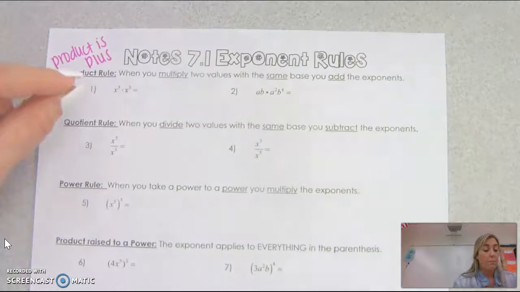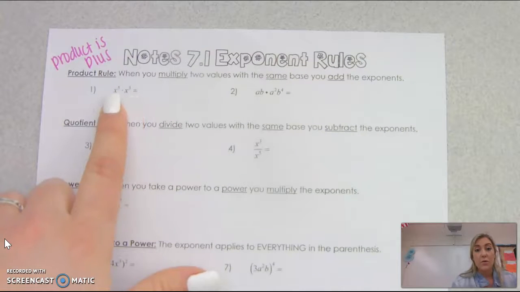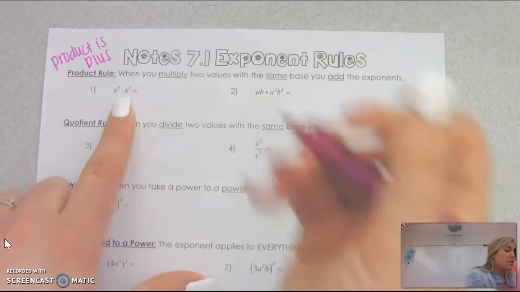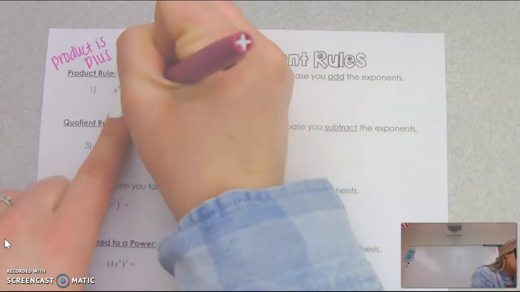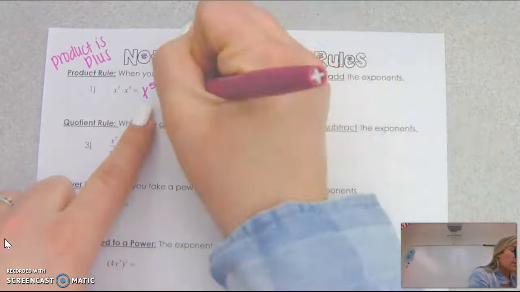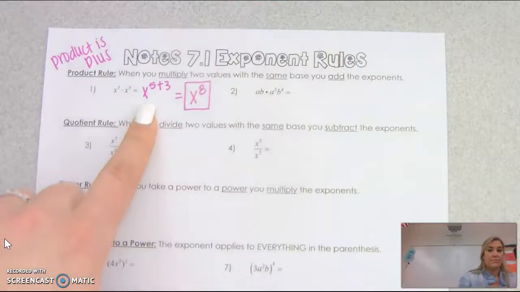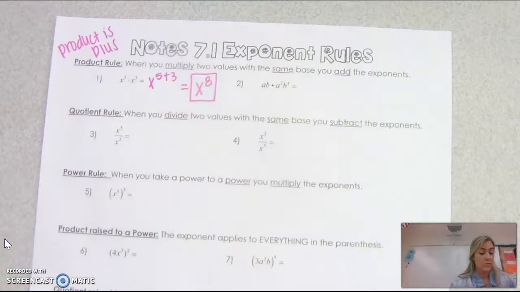So product is plus. If you see here, we have the same base, they're x's, and so we're going to add the exponents. So we have x to the fifth plus 3. So our answer here would be x to the eighth. And that's all you do.